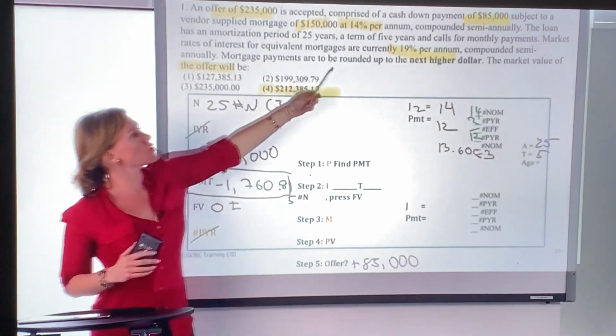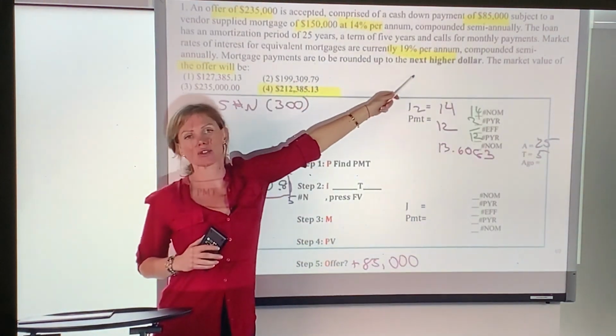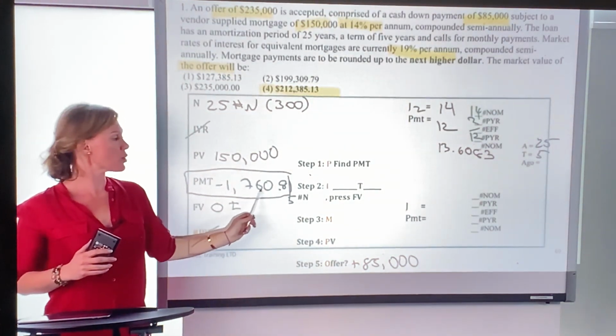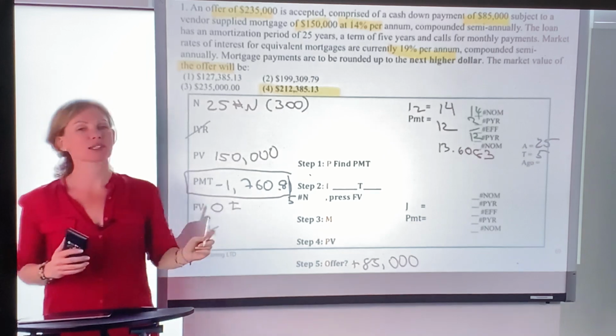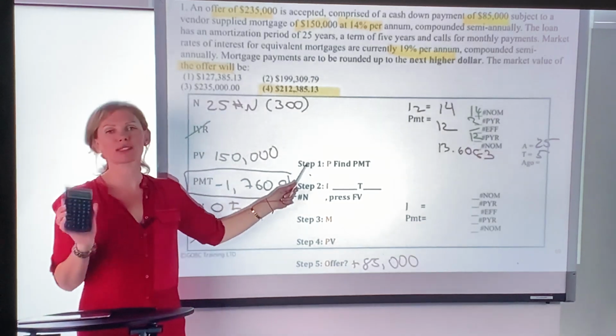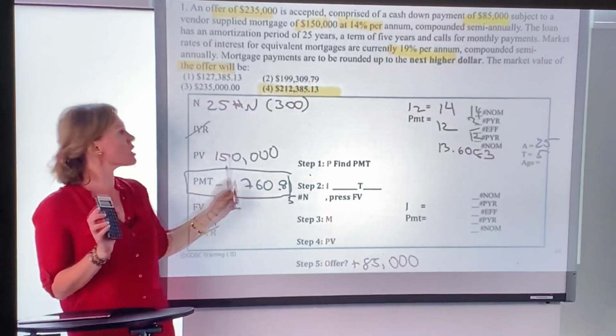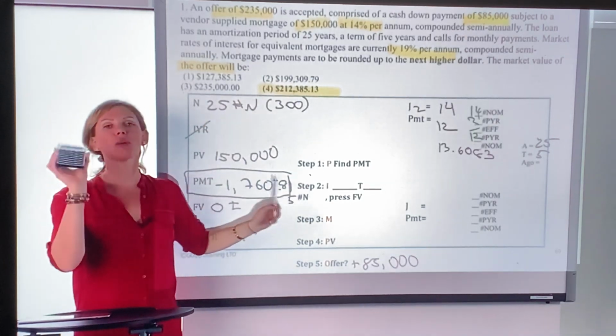But in this question, they want the mortgage payments rounded up to the next higher dollar. So what is the next higher dollar from here? It's 1761. From 1760, you go to the next higher dollar. So 1761 plus minus PMT. Step number 1 has to be finished. Even if you had to bump it up to the next higher cent, you would do the same thing. We're going to bump it up to the next higher dollar. Your job is to plug it back in.